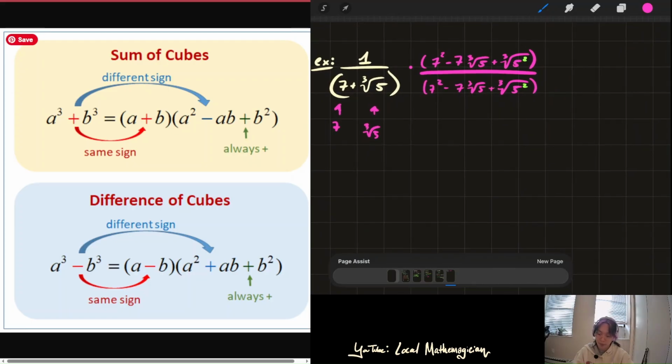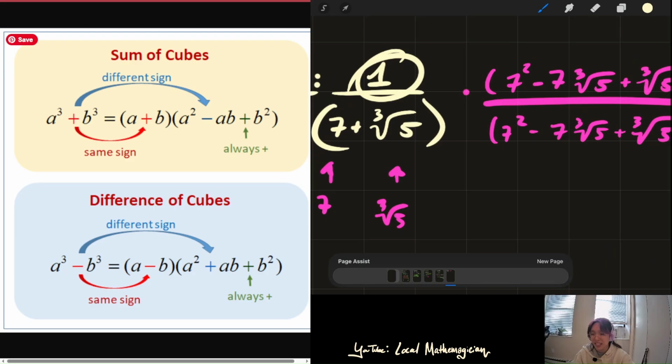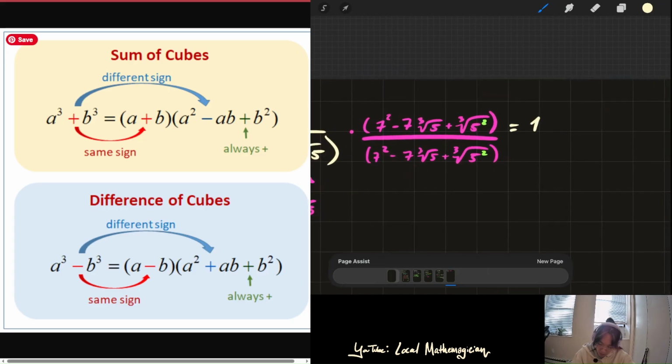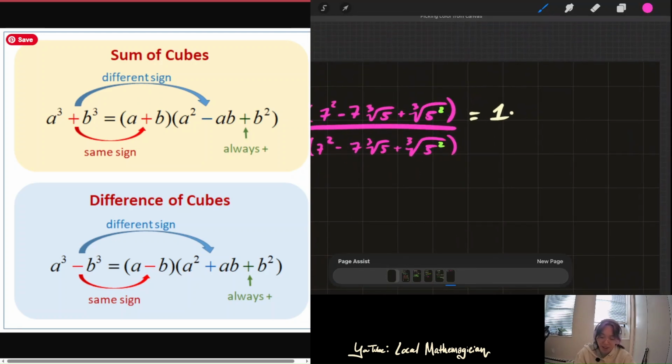Now, if this wasn't a 1, and it was like an 8 or an x or whatever, you could just leave it like that, in the sense of, once you write it out, you'd just be like, oh, it's going to be like 1 times that. I'm not going to make you do it out, because this problem is hard enough the way it is. This leaves you with 7 squared minus 7 times cube root 5 plus cube root 5 squared.